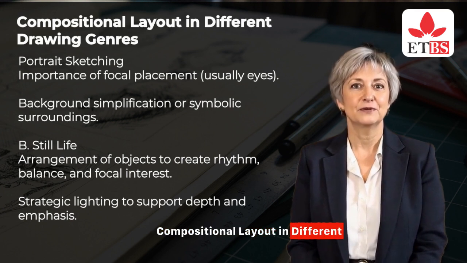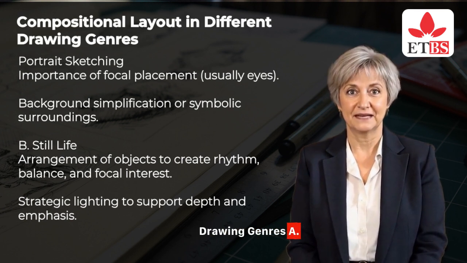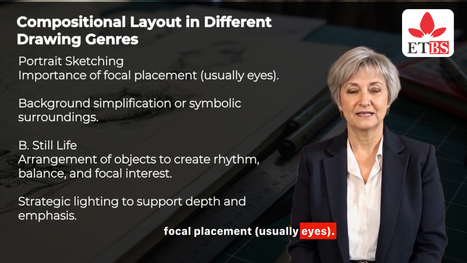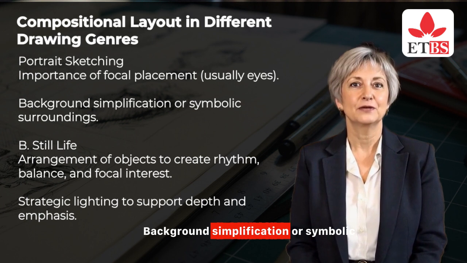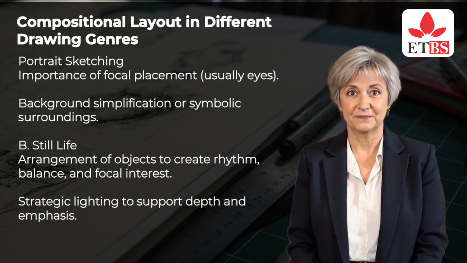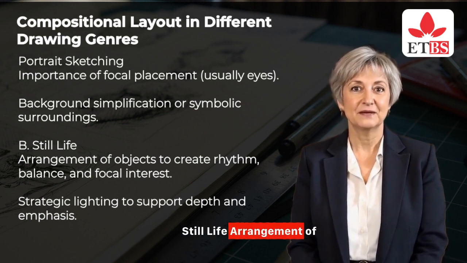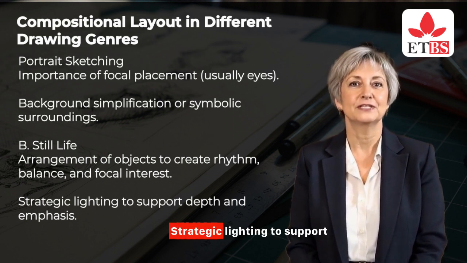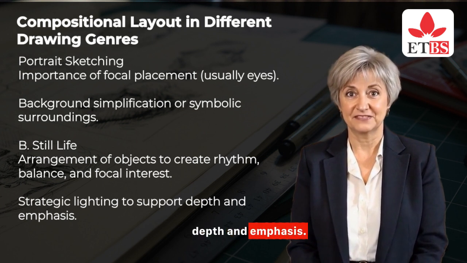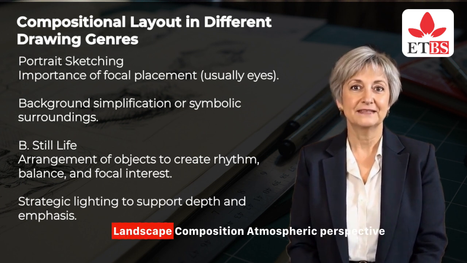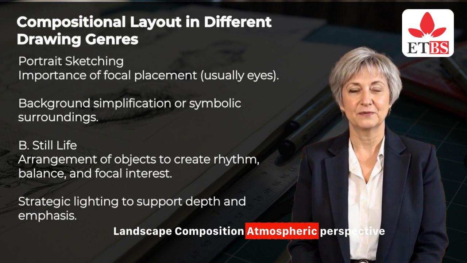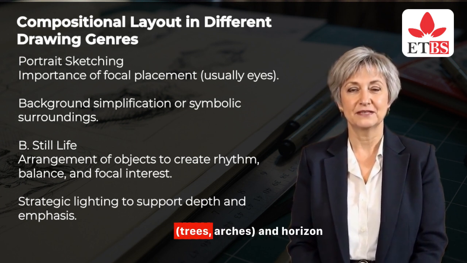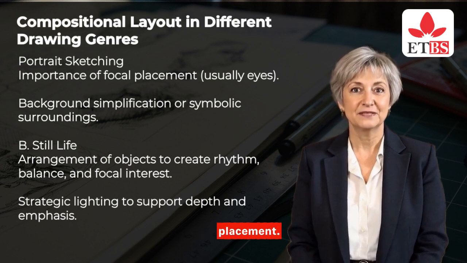Compositional layout in different drawing genres. A. Portrait sketching. Importance of focal placement, usually eyes. Background simplification or symbolic surroundings. B. Still life: arrangement of objects to create rhythm, balance, and focal interest. Strategic lighting to support depth and emphasis. C. Landscape composition: atmospheric perspective and layering. Use of framing elements, trees, arches, and horizon placement.